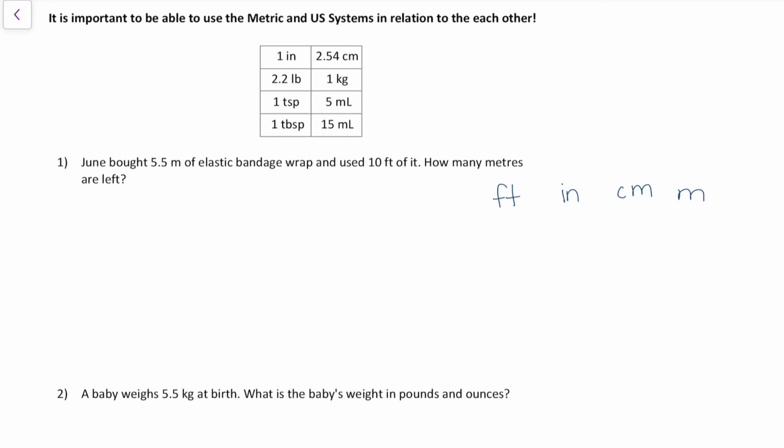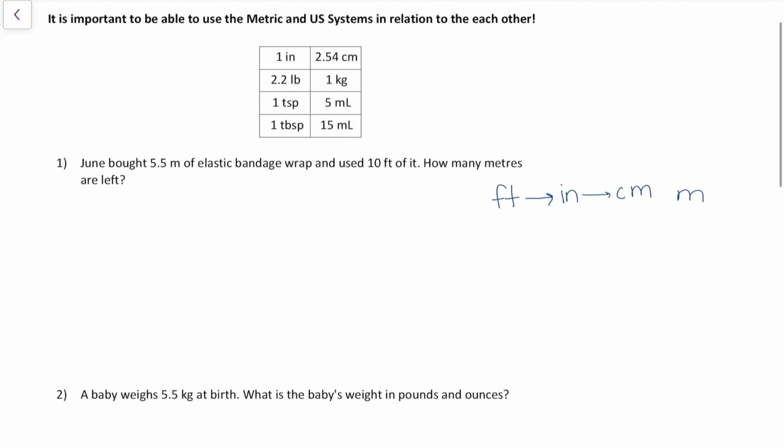I'm going to go from feet to inches. Then I'm going to use my inches to centimeter bridge, and then I can convert within the metric system to get from centimeters to meters. The hardest part of these questions is just figuring out your pathway. In what steps am I going to take to get from one to the other?